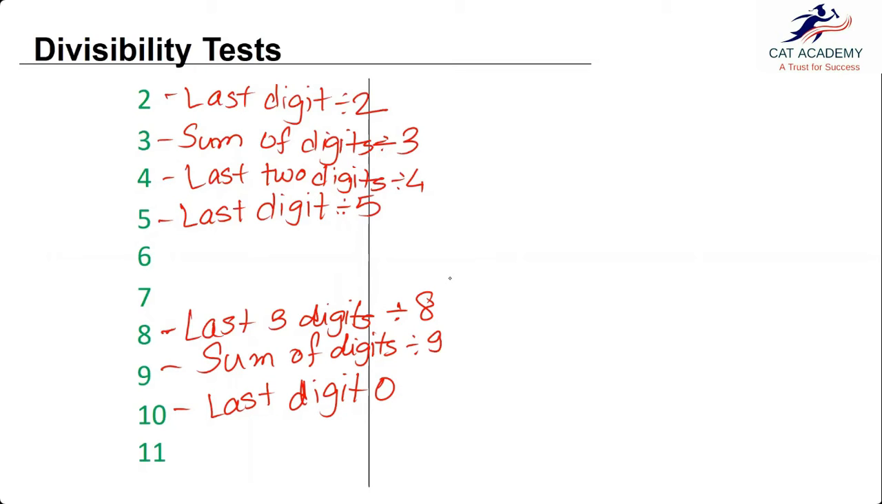Acha, now look at the pattern. 2, 4, 8. For 2, I check last digit divisible by 2. For 4, last 2 digits divisible by 4. For 8, last 3 digits divisible by 8. So for 16, it should be last 4 digits divisible by 16. Basically, I'm talking about powers of 2.